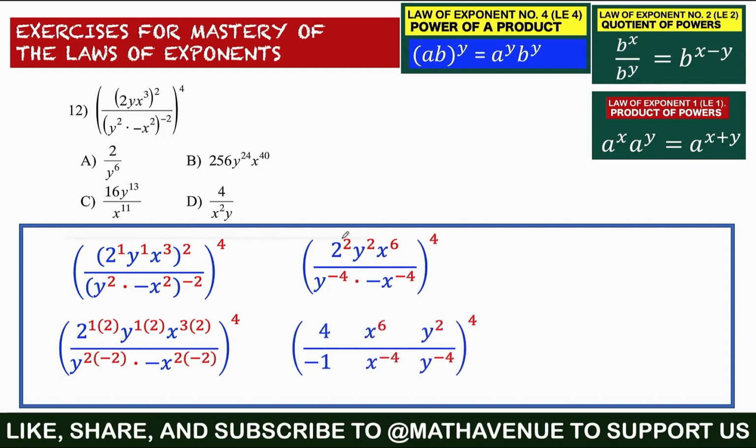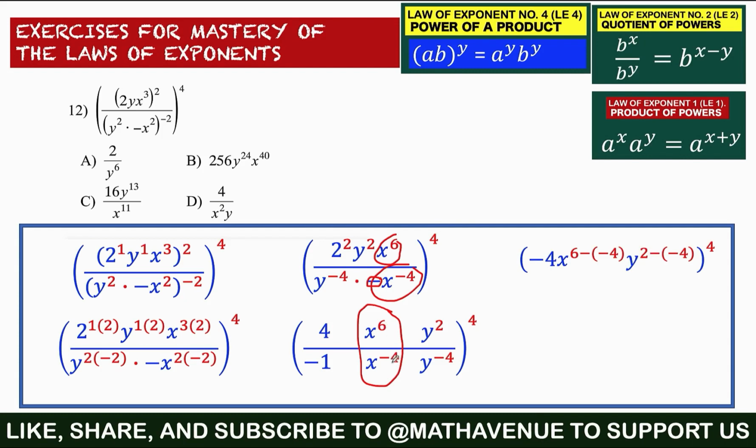So notice that 2 squared is equal to 4. Then there is this negative sign here that we can now write here, negative 1. Then x to the 6th divided by x to the negative 4 is this part, and y squared divided by y to the negative 4 is this part. Copy the exponent. Then we now apply law of exponent number 2. Simplify this to get negative 4.